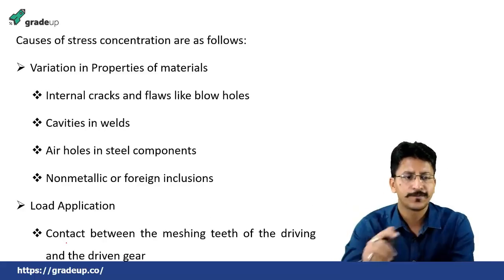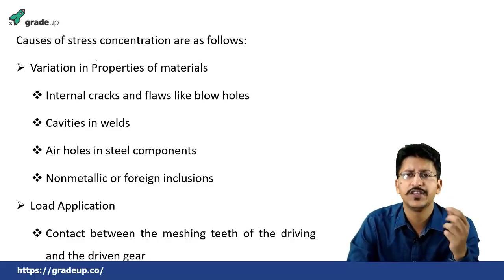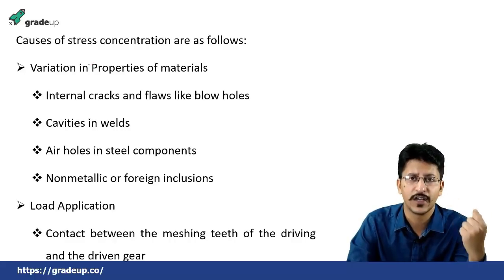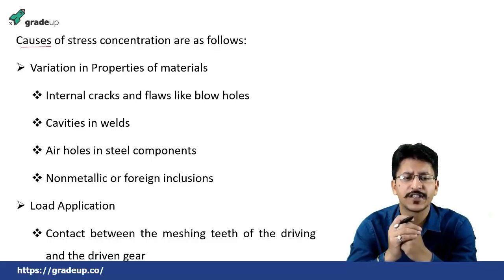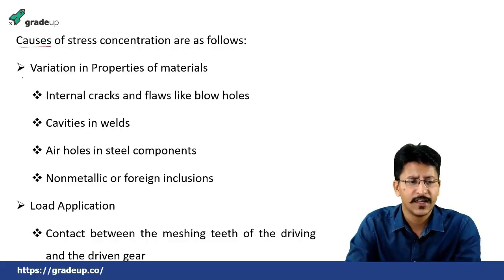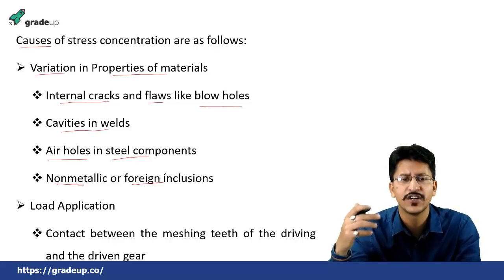Okay, so now we have seen that the stress increases, the localization of stress is there, due to which the stress concentration occurs. But what are the causes? We have to look into some of the causes of stress concentration. They can be like this: variation in the properties of material. If there is some variation in the properties of material, like internal cracks or flaws, like blowholes or cavities. In the case of weld, it is cavity. In the case of steel components, if there are air holes, or some non-metallic or foreign inclusions, then the stress concentration occurs.